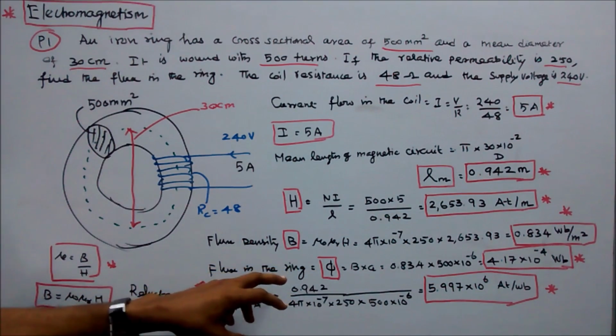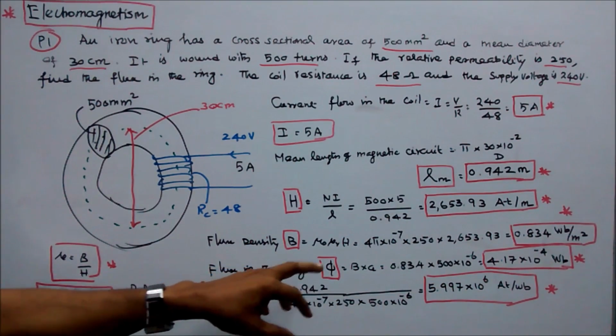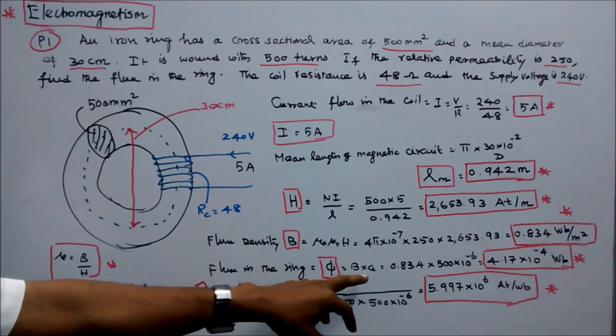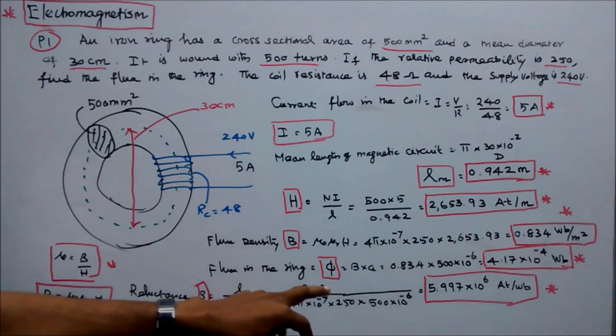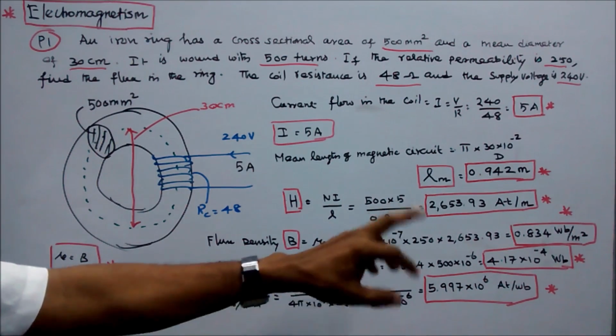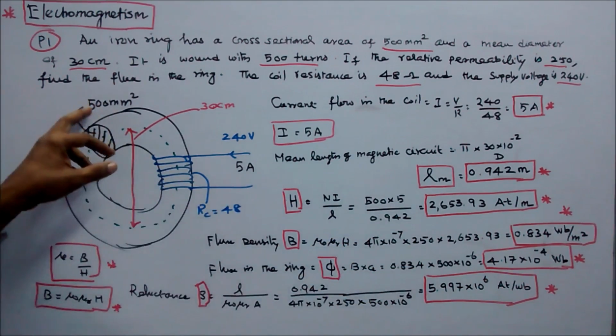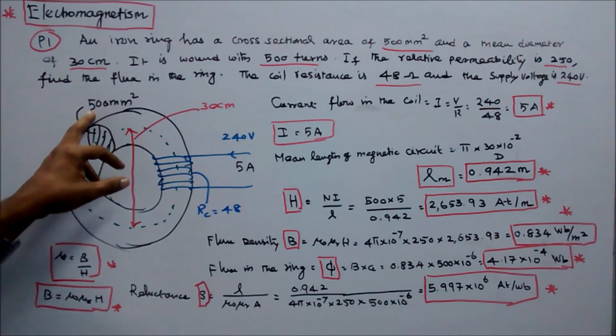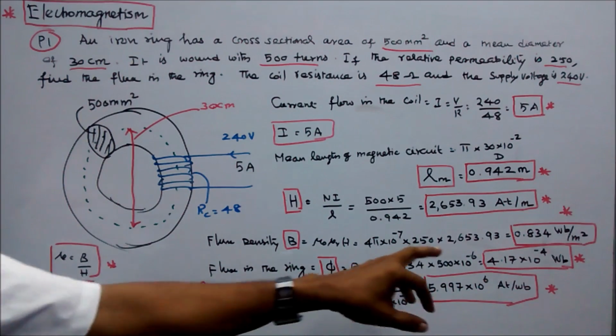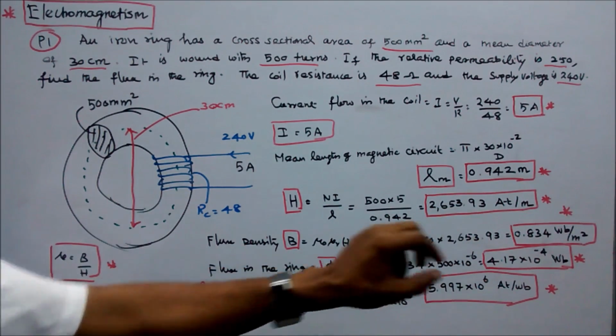Flux in the ring, phi, is equal to flux density into cross-sectional area A. Here B is 0.834, A is 500 into 10 power minus 6. So flux in the ring is 4.17 into 10 power minus 4 Webers.